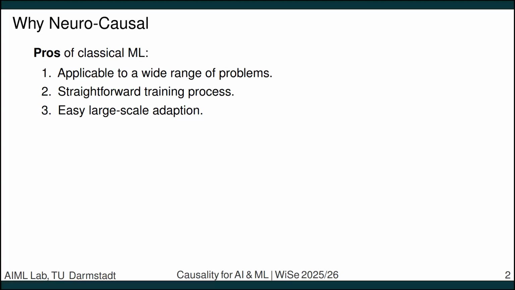So we would like to maybe use that flexibility and these properties of classical ML models. In particular, here we are talking about neural networks, to make use of them in causality or use causality to improve these models.